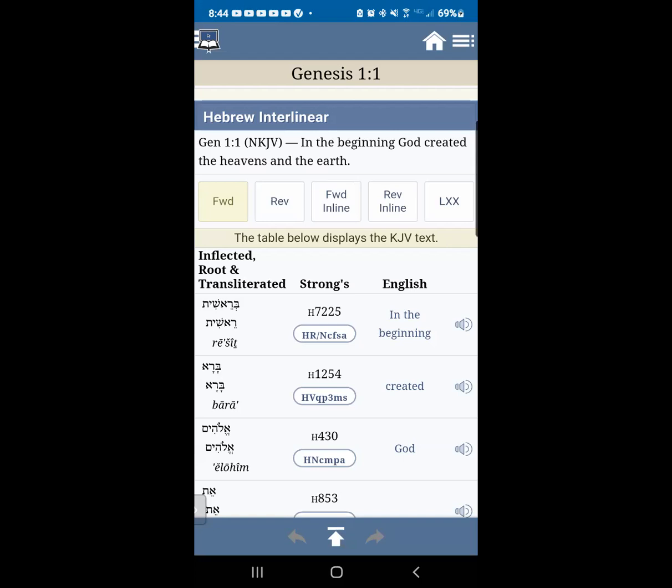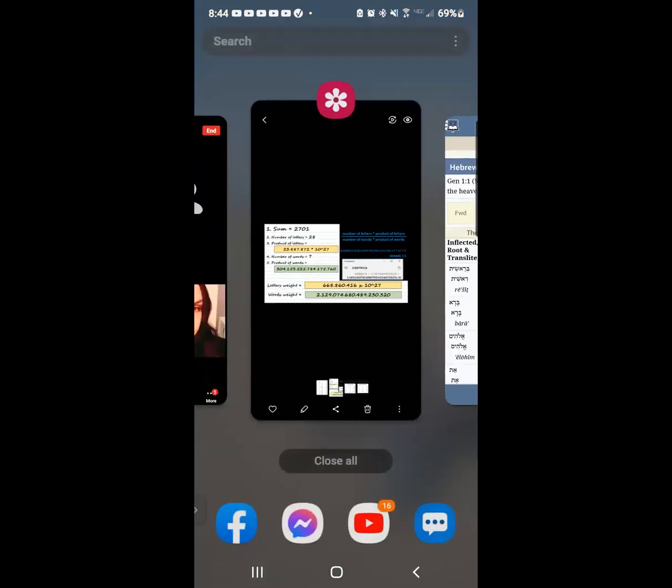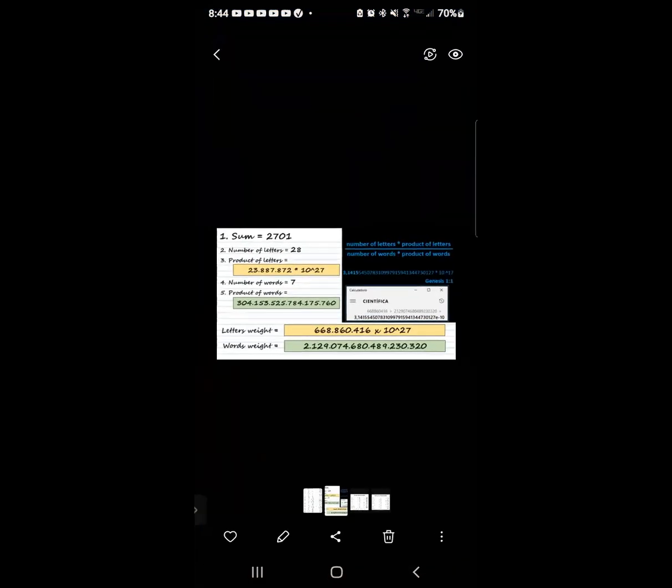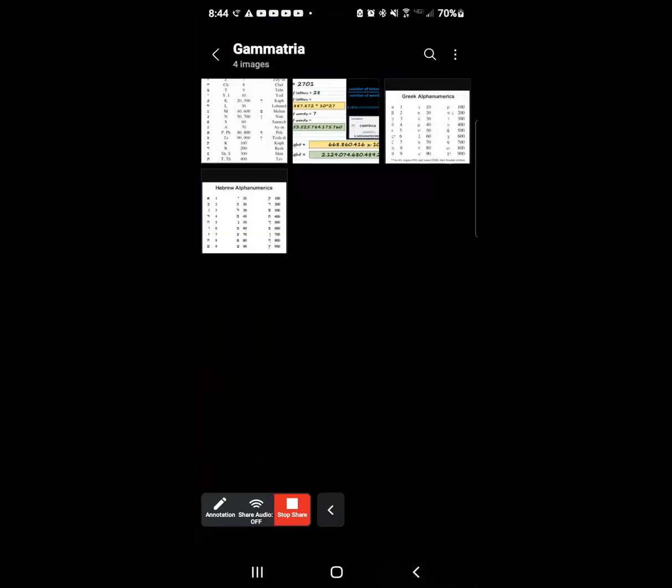So now I'm going to go ahead and get into my slides. Am I still screen sharing? Yes, I'm still screen sharing. Okay. So let me go back to my slides.